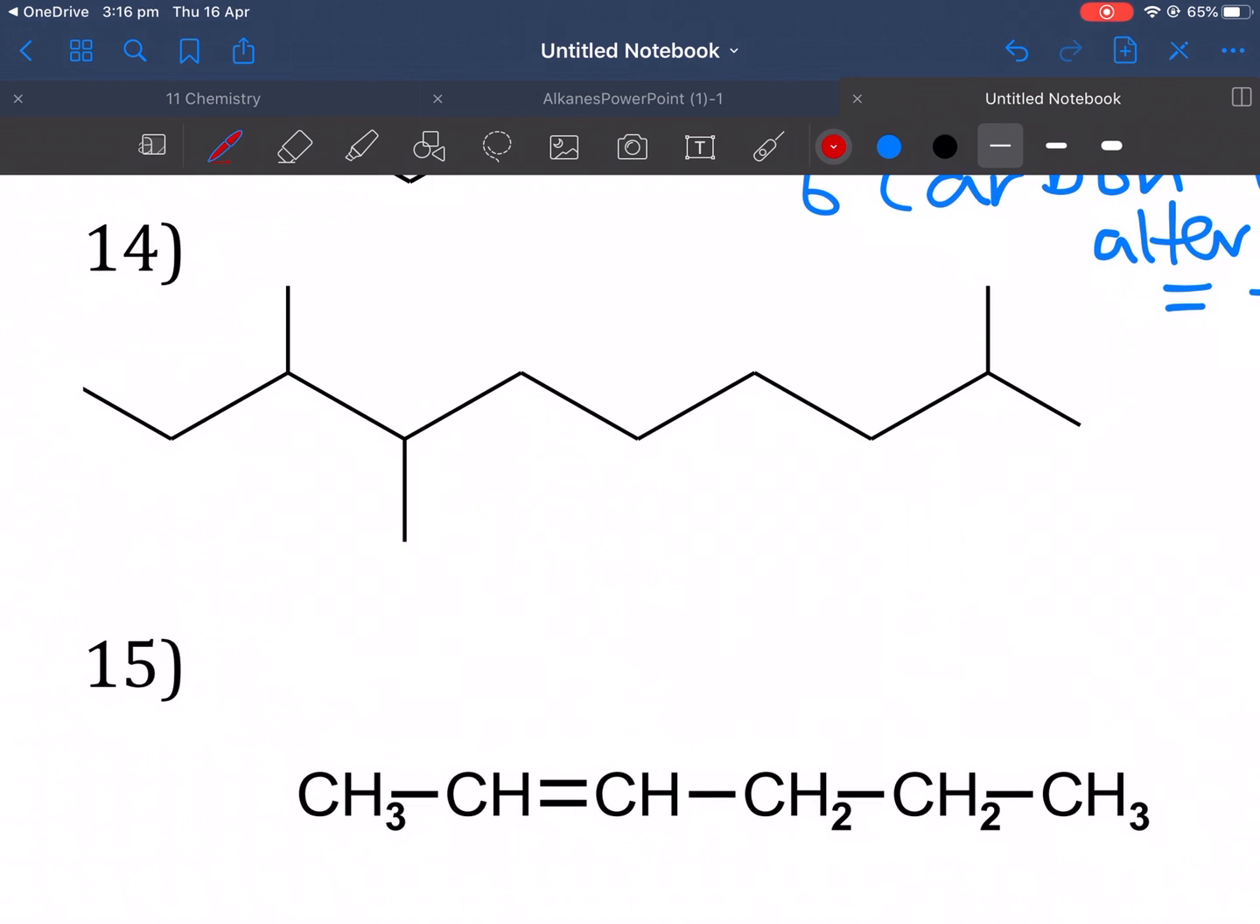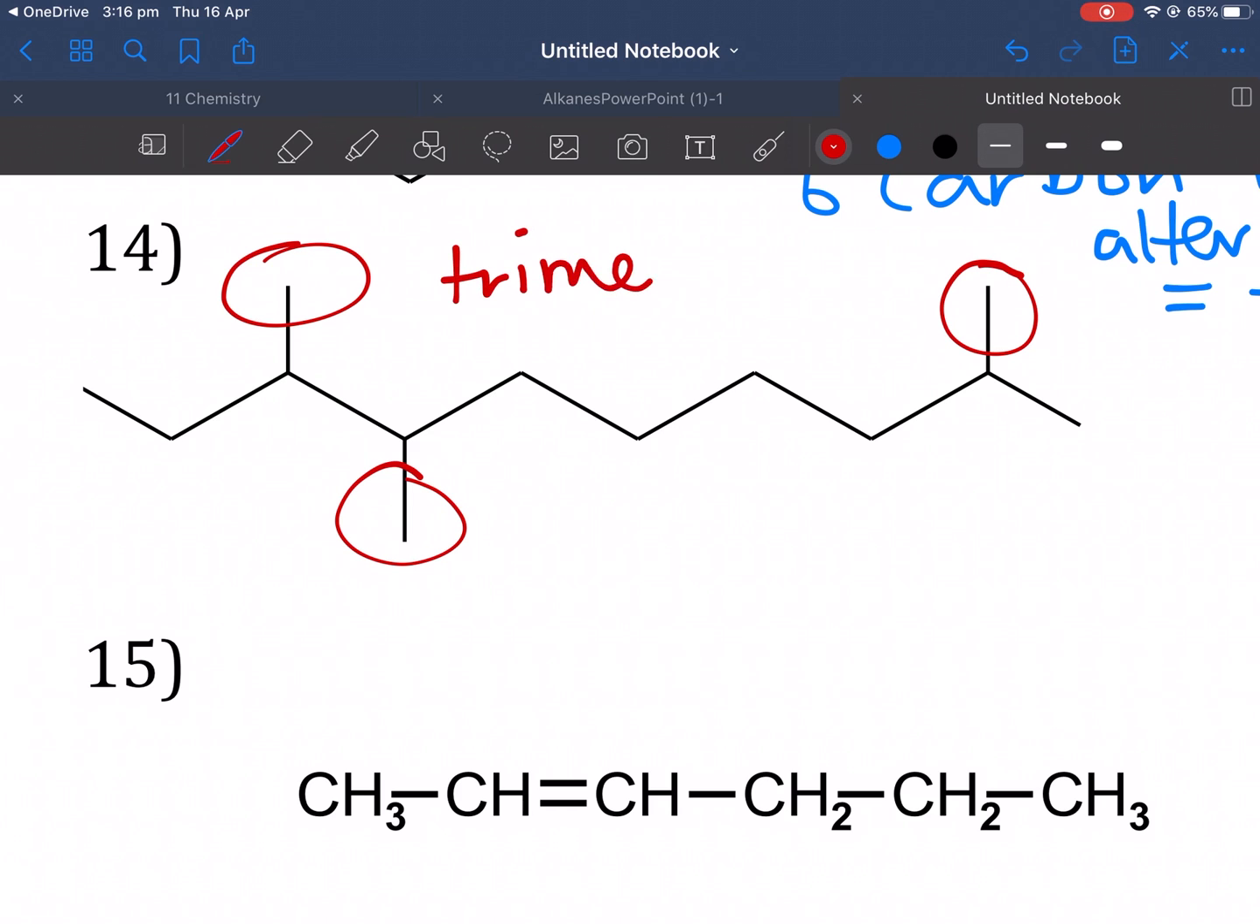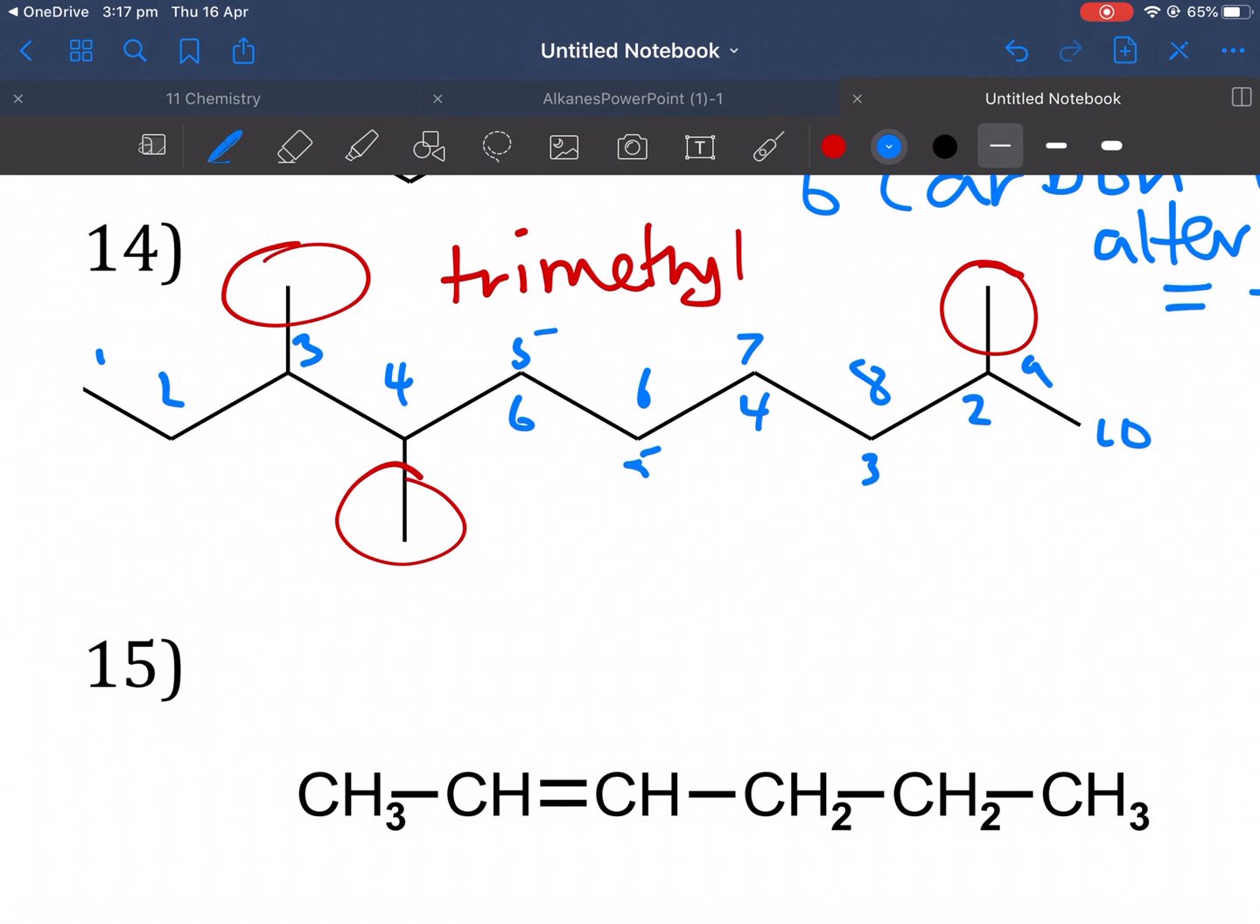Okay, number 14. So we're going to just circle some of these chains that are not on the main chain. So this is going to be a trimethyl. There we go. And we need to go through and do our numbering system. So it'll be 1, 2, 3, 4, 5, 6, 7, 8, 9, 10. So left to right is 3, 4, 9. Right to left is 2, 7, 8. So technically we'll do right to left because that gives us the lowest numbers.